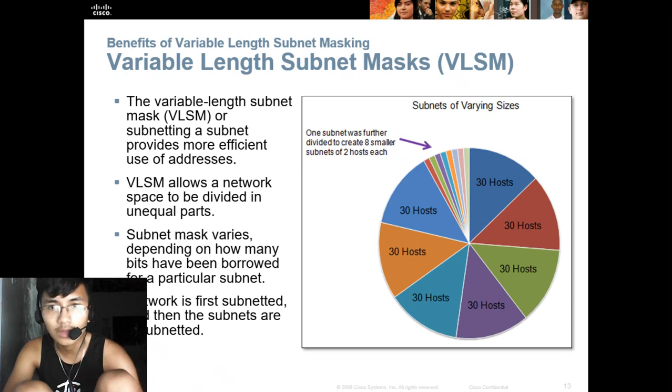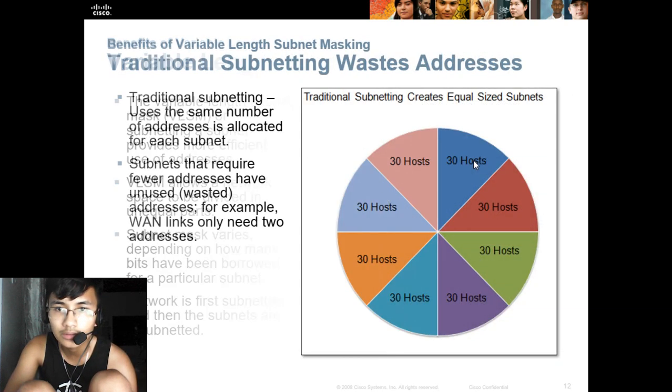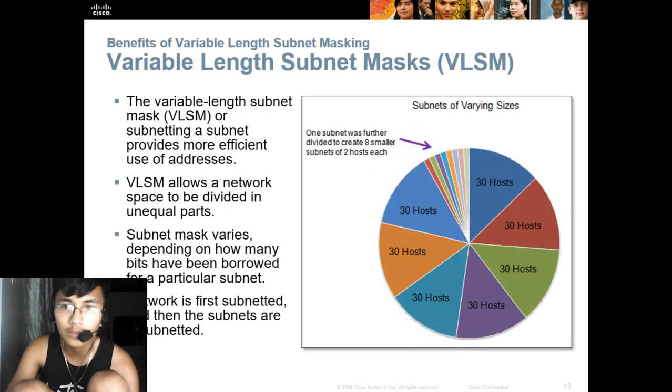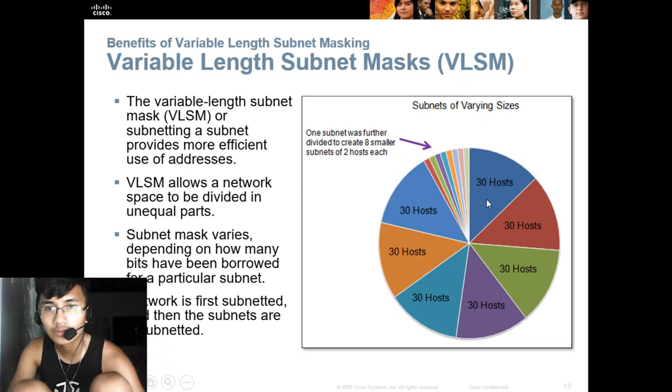So VLSM is used for segmenting some of the subnets. After subnetting the network, the subnets that we get can also be resubnetted into smaller pieces. As we can see here, in the previous slide we have equal parts of the hosts, while in this one we separated them into smaller ones. One part of the host has been divided.